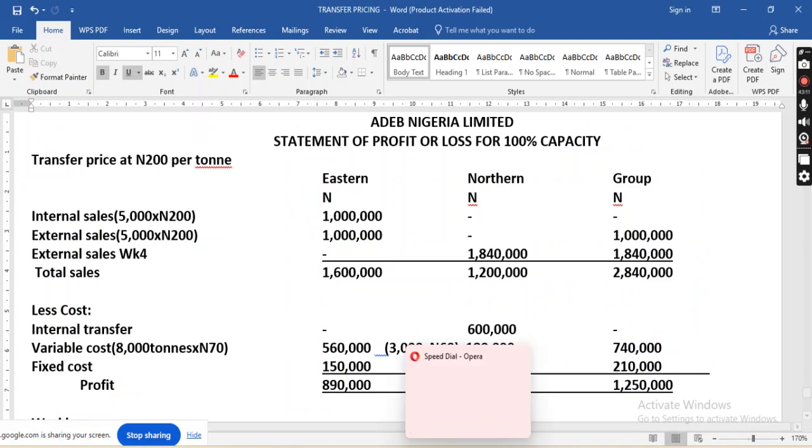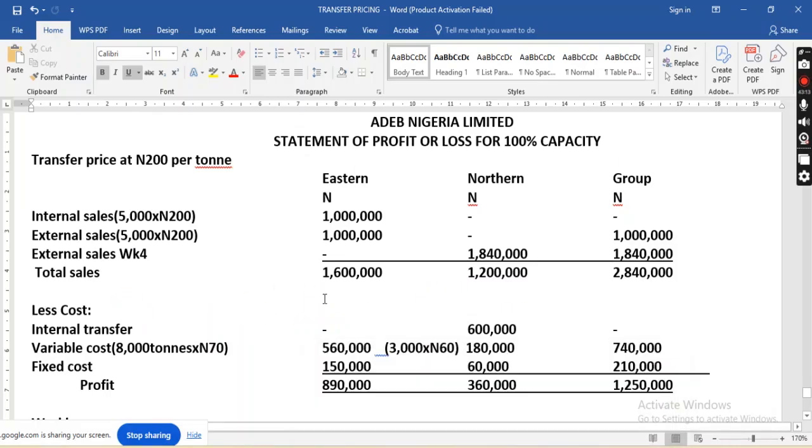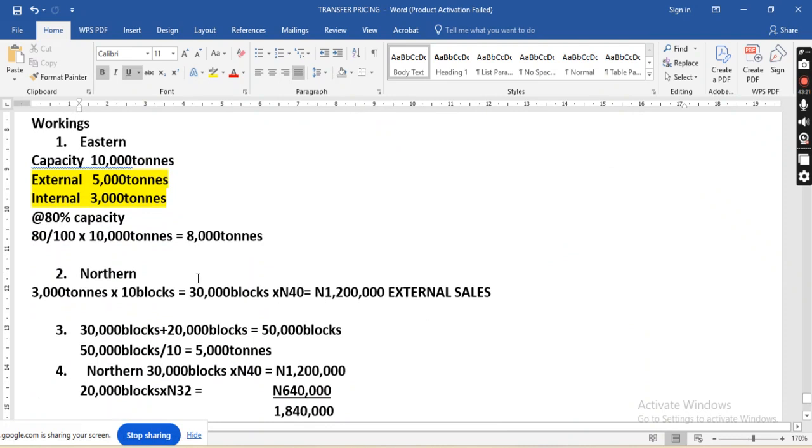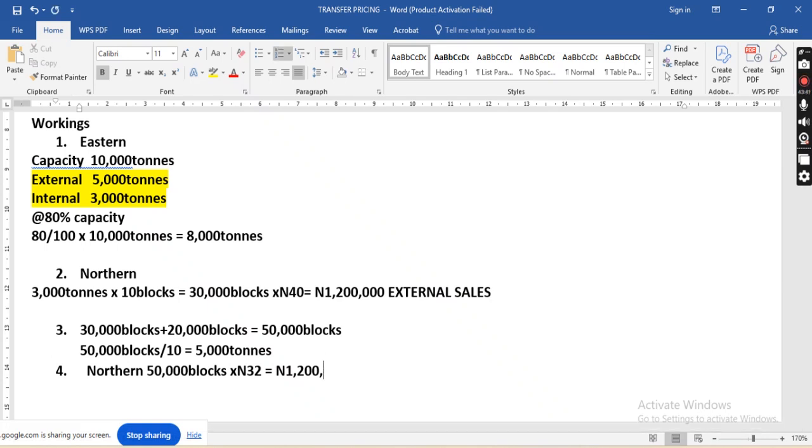Sales. That is 50,000 blocks times 32. Times 32, and what do you have? 1 million 600,000. Okay. 1,600,000. That's a very good observation. Well done, Adekoya. That's a very good one.